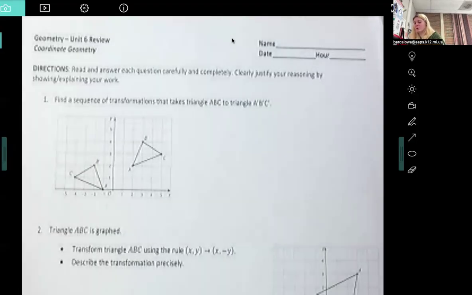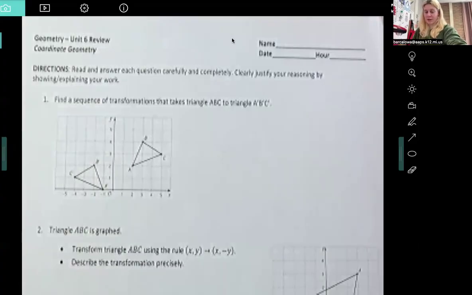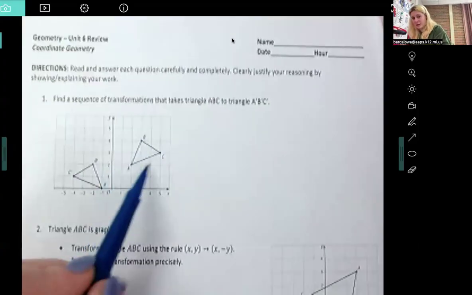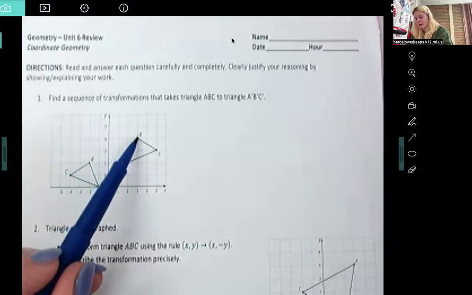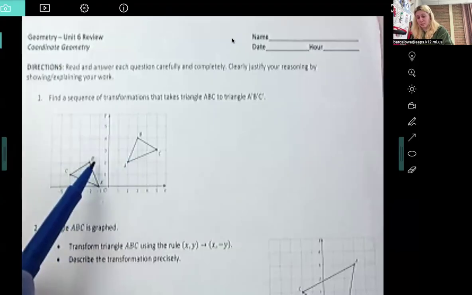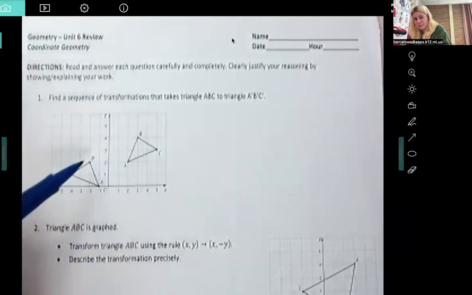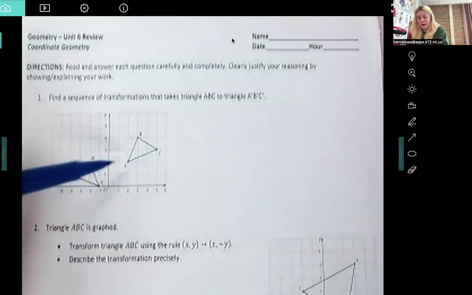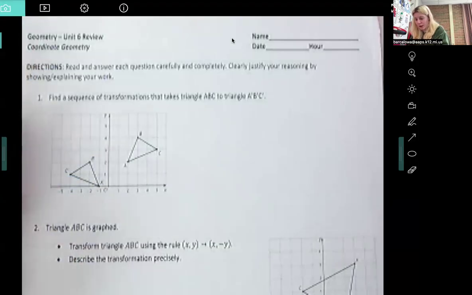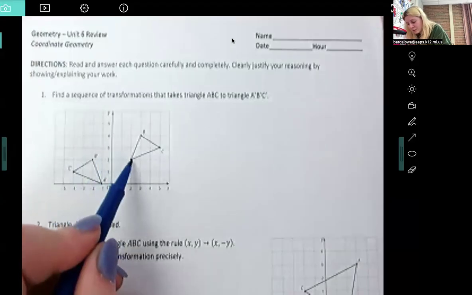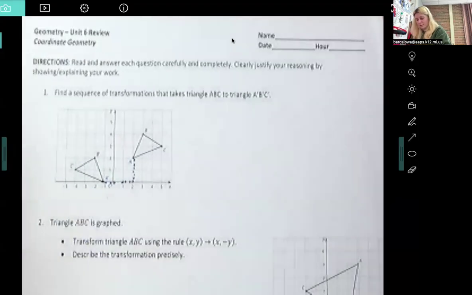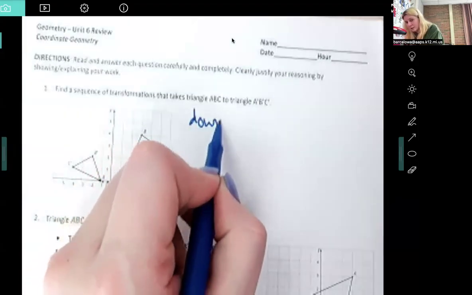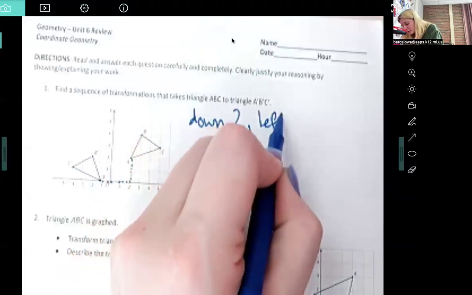Okay? So first one, find a sequence of transformations that takes triangle ABC to triangle A prime, B prime, C prime. Okay, so first thing I'm noticing here is that it definitely moved. So from B to B prime, how did that point move? You could do A to A prime, C to C prime. Actually, yeah, let's do A. So A to A prime, I've moved down 2 and left 1, 2, 3. Okay, so down 2, left 3.